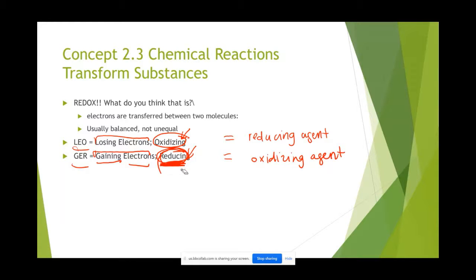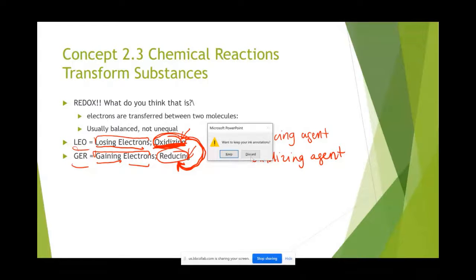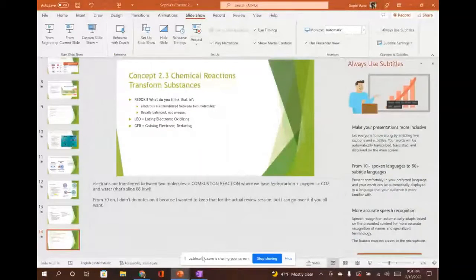Okay? Now let me do it for the other side. The backwards way of thinking is that if I'm losing electrons, I'm going to become oxidized. Well, if I'm getting oxidized, then I am a reducing agent because I cause this compound to be reduced. That's why I'm called a reducing agent, because I reduce this compound since I'm already oxidized. Does that make sense? Yes. Awesome. So that's what I am going to call a day. I hope this made sense.